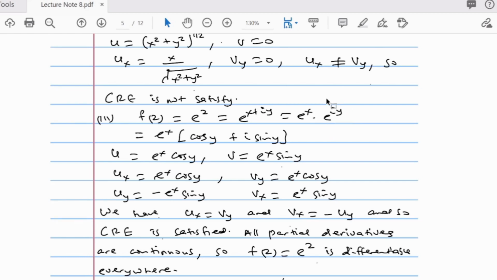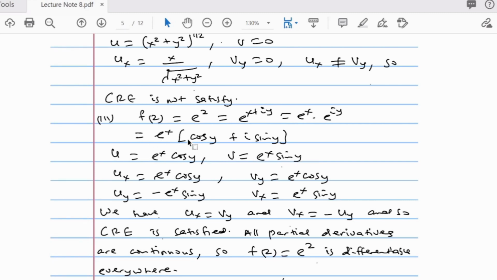e to the power of iy is just equal to cos y plus i sin y. So this is just the same thing as e to the power of x times cos y plus i sin y. So when you multiply this out, your u of x, y will be e to the power of x cos y, and v of x, y will be e to the power of x sin y.